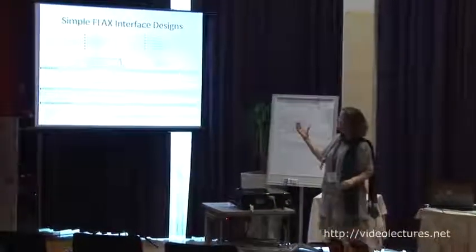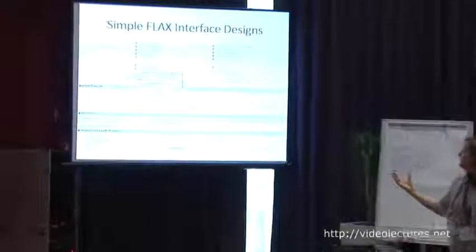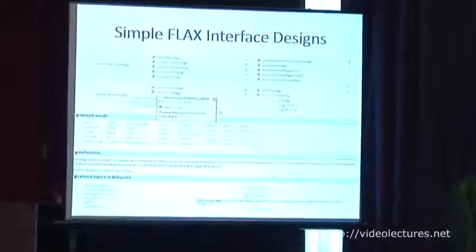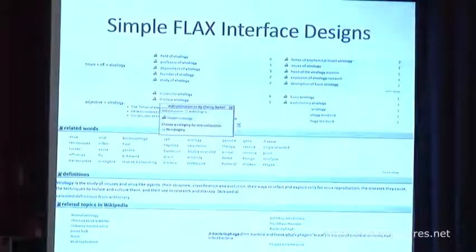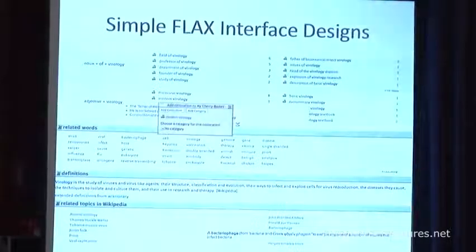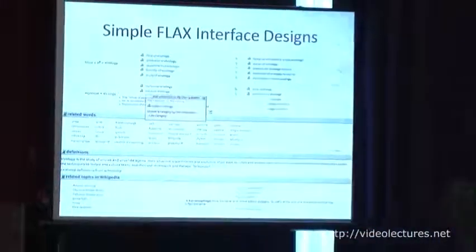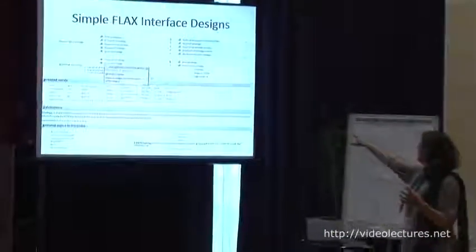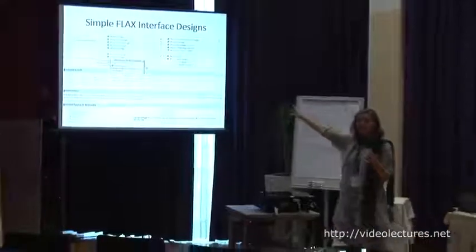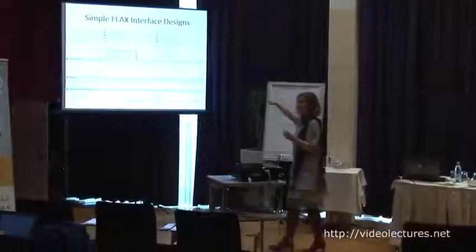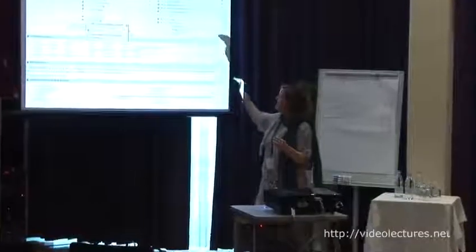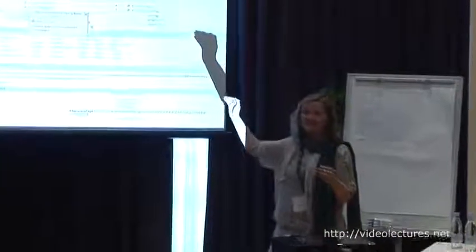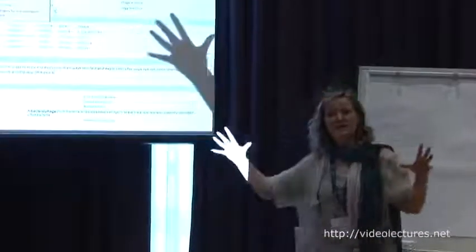So here's a FLAX interface for a large collection called learning collocations. Collocations are essentially just words that go together. So we've got a search, I'm not sure if you can see it, it's on the word virology, and the collection is just showing you how that word virology functions within a large database, within a large corpus of language.